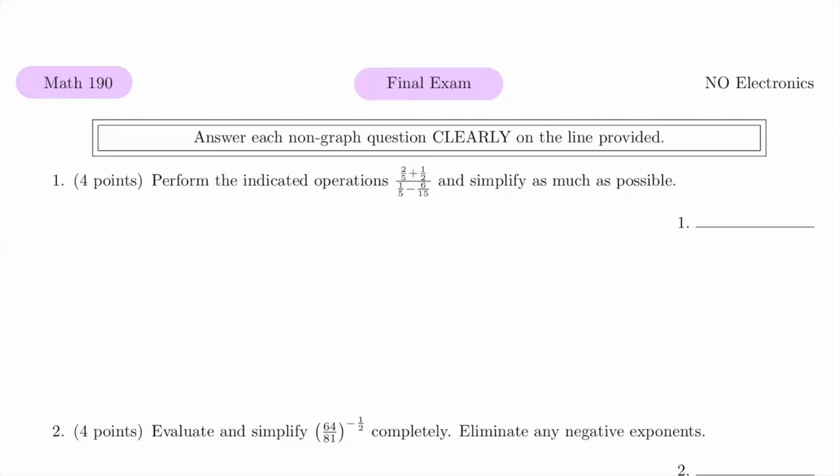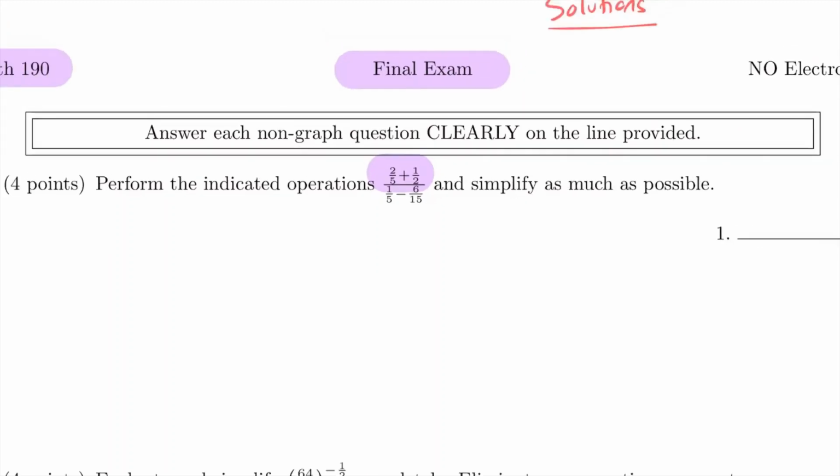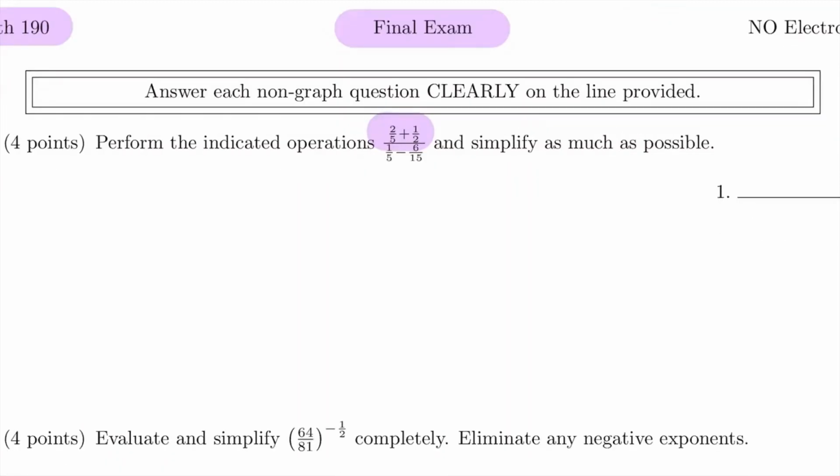So let's get started. For the first question, we're going to perform the indicated operation and simplify. So let's call this file, this will be the solutions file. First thing we're going to do is combine this compounded fraction, we're going to combine the top. So we need the least common denominators. So the LCD for the top two fractions would be 10.